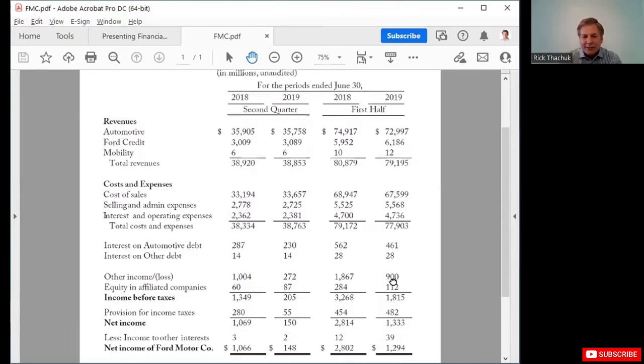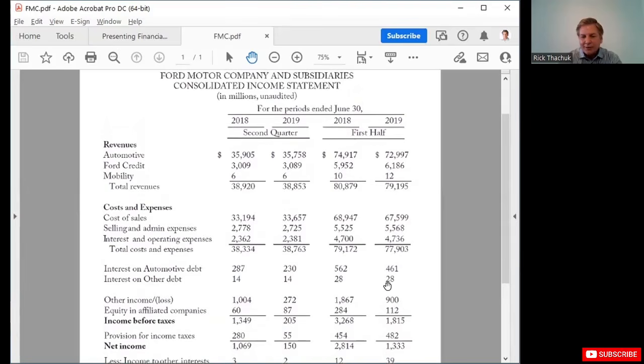All right, let's just look at one last thing. Take a look at interest on other debt. You see that it's the same value. Do you want to try to present that for me right now? Well, it would be interest on other debt at Ford Motor Company and subsidiaries was 28 million US dollars in the first half of 2019, unchanged from the same period of 2018.